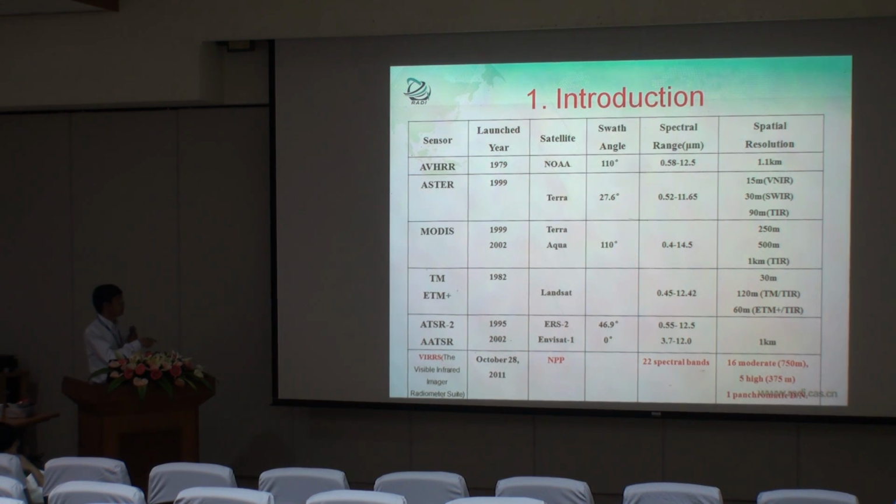And VIIRS is the Visible Infrared Imaging Radiometer Suite onboard the NPP, which was just launched in 2011. I think this sensor is the next generation of the MODIS. The MODIS is running now, but after the MODIS, maybe we can use the VIIRS. That's why the NPP, and the next generation is the JPSS.